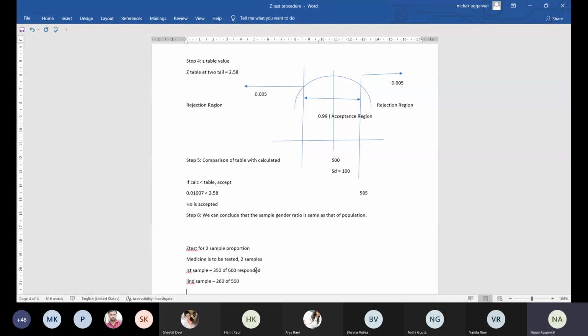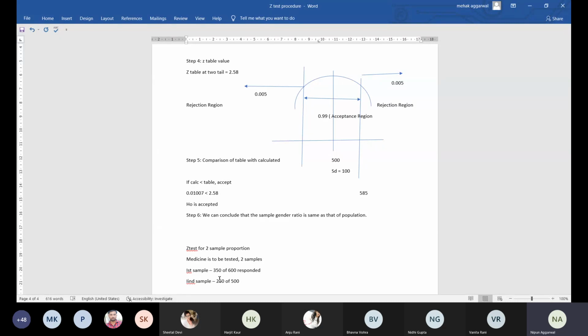Now the research unit wants to test whether there is a significant difference between the efficacy of the two drugs at 5% level of significance. How will you deal with this problem? Okay, so there will be two medicines. One medicine is given to 600 animals, and 350 responded positive to medicine 1, and medicine 2 is given to 500 animals, and 260 responded positive to that. So we want to conclude whether there is a significant difference between these two medicines or not.